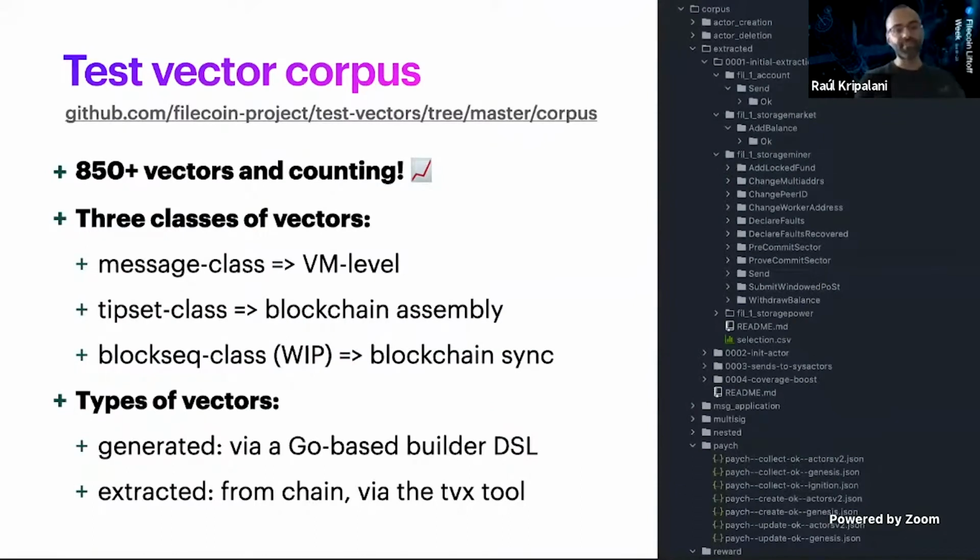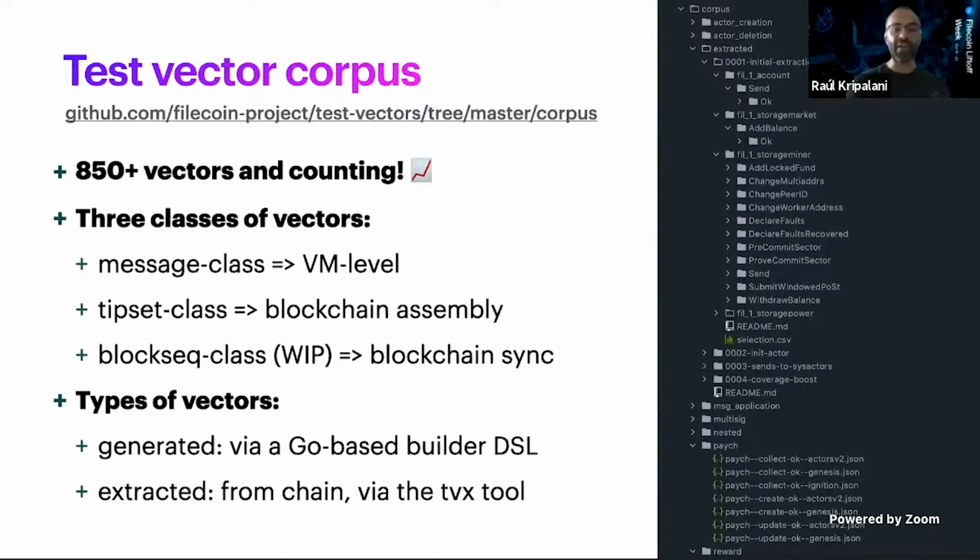The corpus of test vectors, the book of all the test vectors that exist right now, is composed of 850 vectors and counting. There are 3 classes of vectors. The message class vector targets the VM. The tipset class vector targets the mechanism by which the blockchain is assembled. And we're working on a 3rd class, called the block sequence class, which targets blockchain synchronization itself.